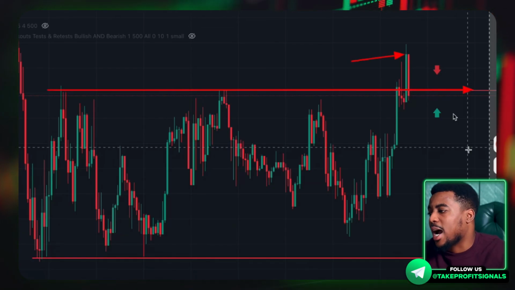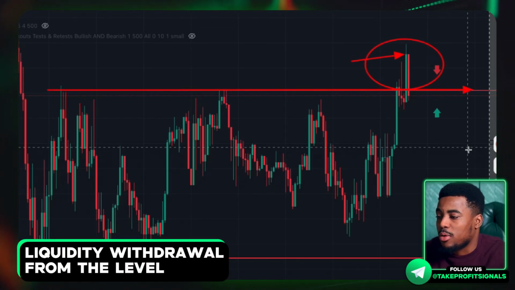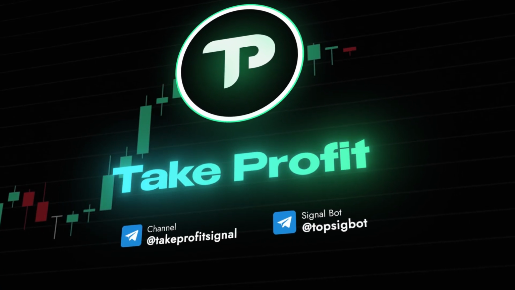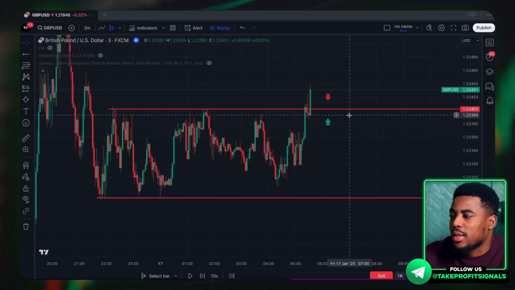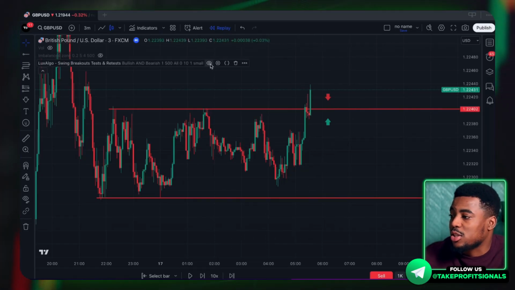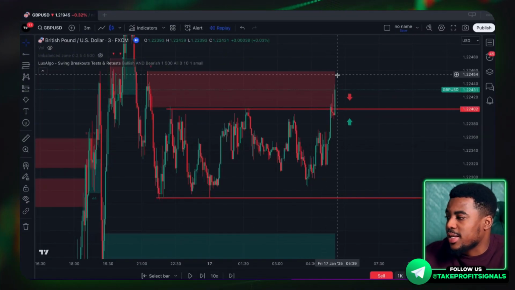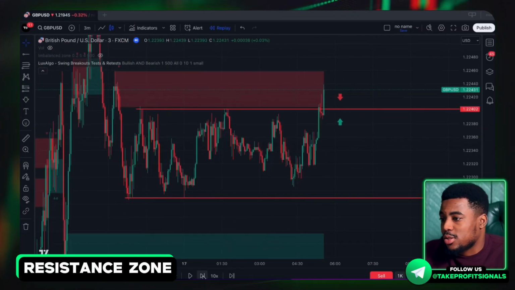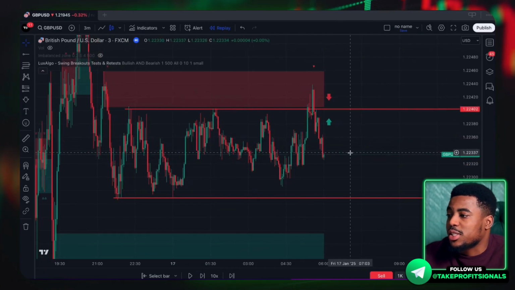Guys, get acquainted. This situation is called liquidity withdrawal from the level. I think that in this situation also, a lot of people think that now we will definitely start to go. But if we turn on a smarter indicator, we realize that all this is a resistance zone, and after that the chart still moves according to its scenario.